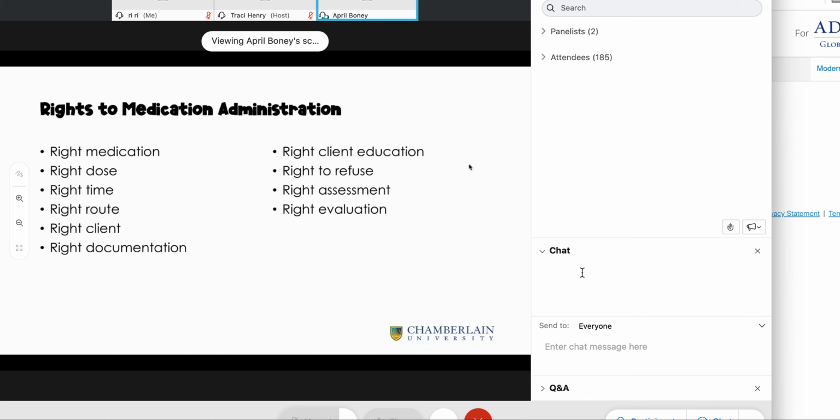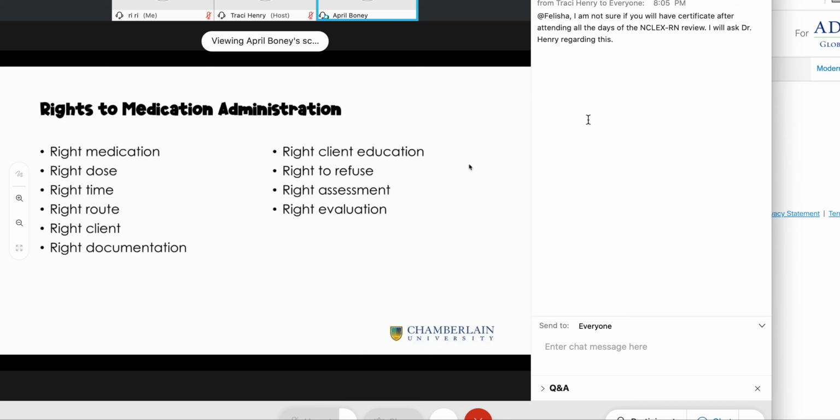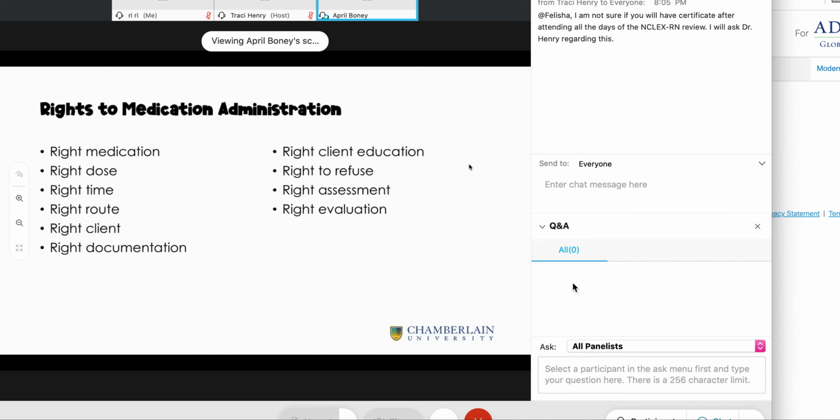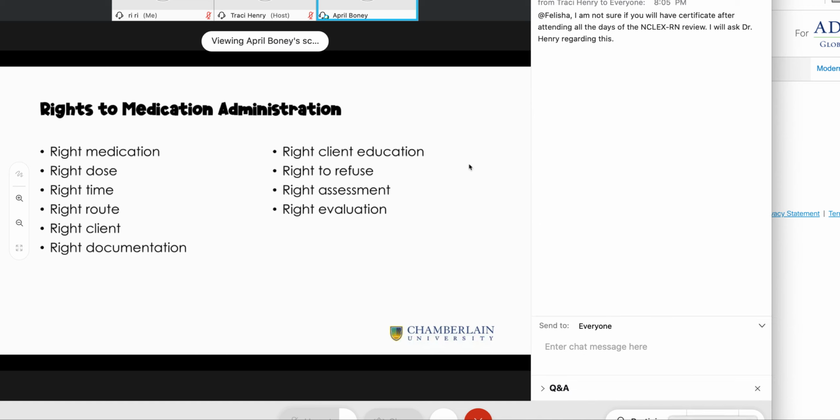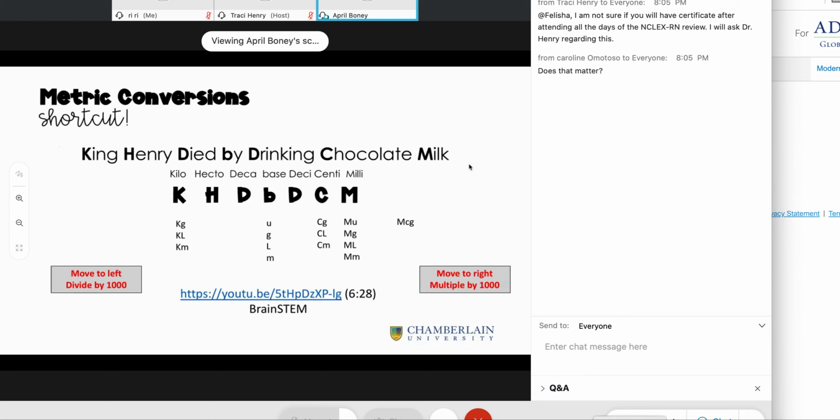Read, there's this infinite number of medication rights. But the bottom line is that there are some basic ones that you have to know, right? So medication, dose, time, route, client, documentation, client education, the right to refuse, assessment, evaluation. So just be sure that you understand that sometimes your calculation question may be a calculation question, but it might have to do with the 5 rights as well. So just kind of keep that in mind.